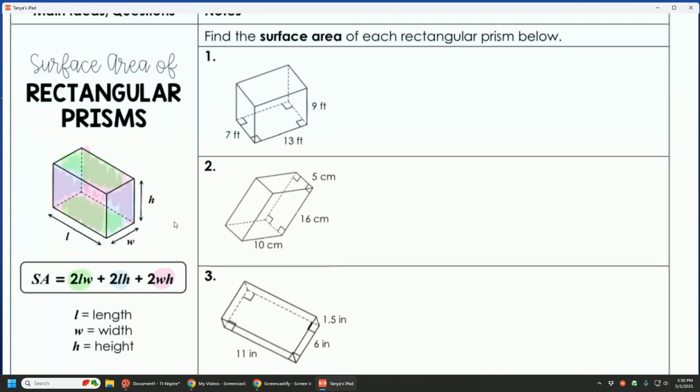Okay, so for number 1, I'm going to call 7 the length, 13 the width, and 9 the height. Then I'm just going to fill this in. Surface area, SA, equals 2LW, so 2 times 7 times 13, plus 2LH, so 2 times 7 times 9, plus 2WH, 2 times 13 times 9. Now that I have it all written out, I'm just going to type this into the calculator.